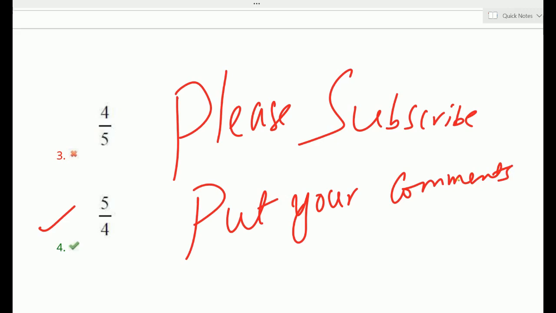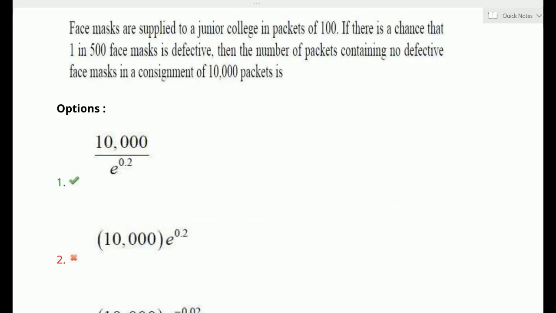Now look at the next question. What is the question given here? Face masks are supplied to a junior college in a packet of 100. So how many masks are supplied? 100 masks are supplied to a college. There is a chance that 1 in 500 face masks are defective. That is taken as the probability P, that 1 out of 500 are defective, out of how many masks? 100. N is taken as 100.